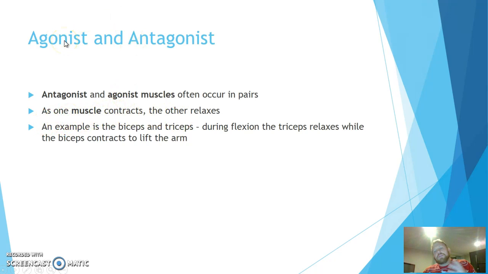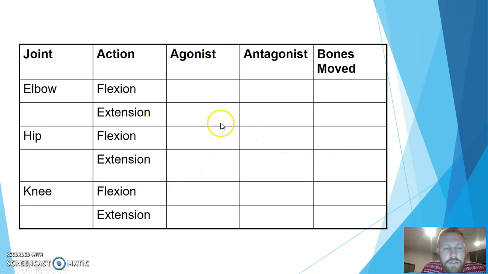So what I really want you to understand is the agonist and the antagonist. They work as pairs. The agonist, also known as the prime mover, and if you want to get an excellence, you need to be able to explain what a prime mover is. So the agonist is the muscle that contracts, and the antagonist is the muscle that lengthens. An example of this is the biceps and the triceps during flexion and extension. The triceps relaxes while the biceps contracts with the arm, which is not rocket science.